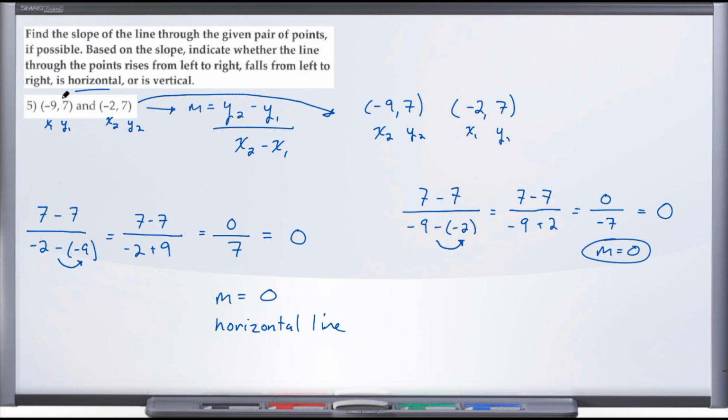So it doesn't matter which point you start labeling x1, y1, as long as you are consistent. So if you decide this is going to be your x1, y1, then the other point has to be x2, y2. All right, and so here we have our final answer. We have a slope which is 0, and a 0 slope indicates a horizontal line.